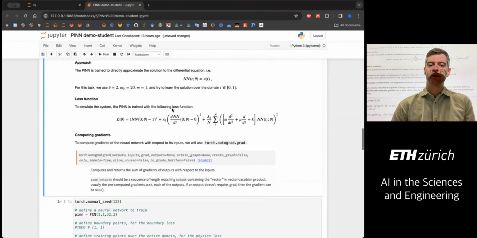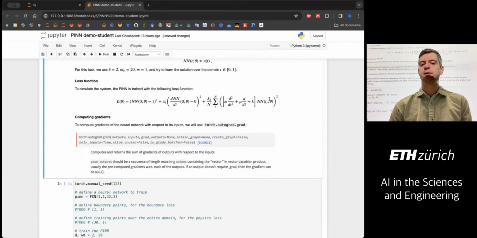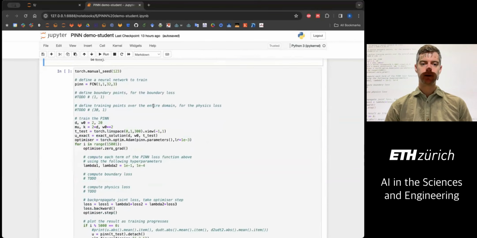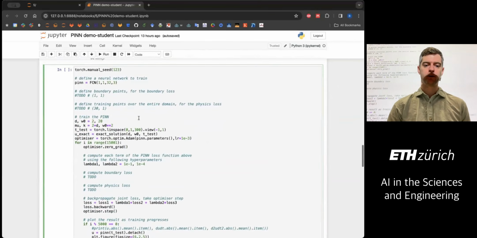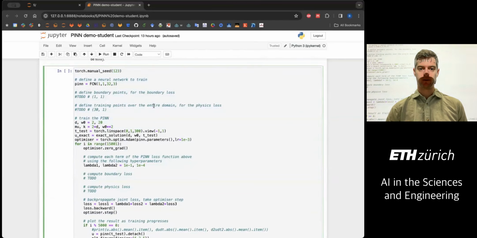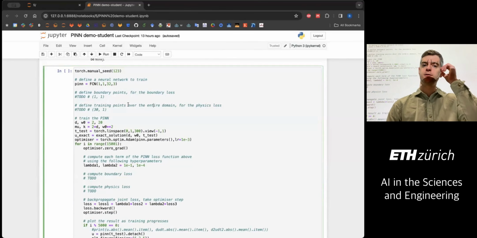Okay, so we're going to train the PINN with exactly the loss function I've been describing in the lectures here. And we're going to be using Torch autograd to get these gradients. This block here is the main block that we're going to be using to train the network. You can see already that it's not many lines of code. In PyTorch, we can do this with 10 lines of code or so. It should look very similar to you when you've been training normal neural networks.